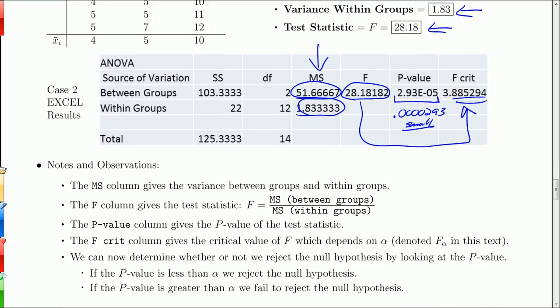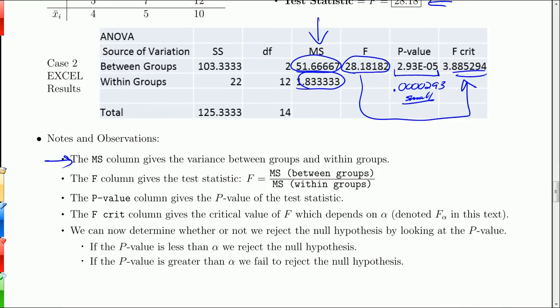Okay, some observations. The MS column gives the variance between groups and within groups. The F column gives the test statistic, and that's the ratio of the two variances. The p-value column gives us our p-value, as it should. So that's good. The F-crit column gives the critical value of F, but that depends on alpha, and is denoted F sub alpha in this section.